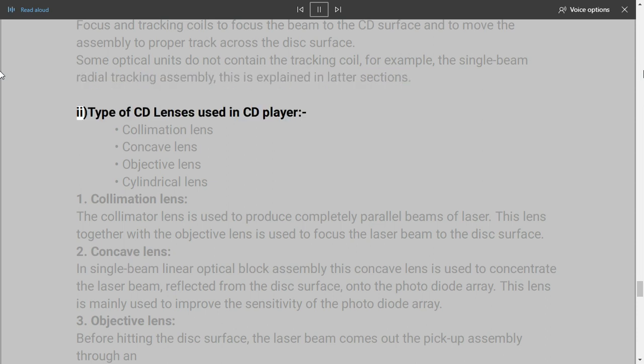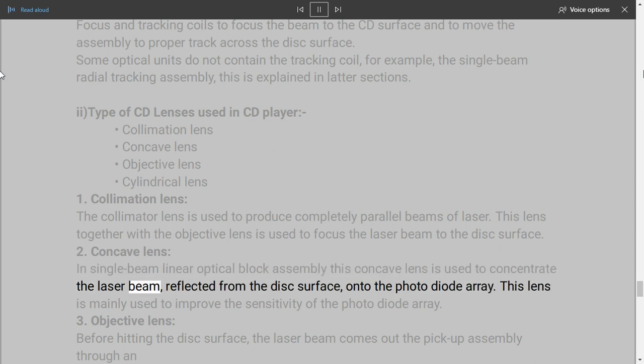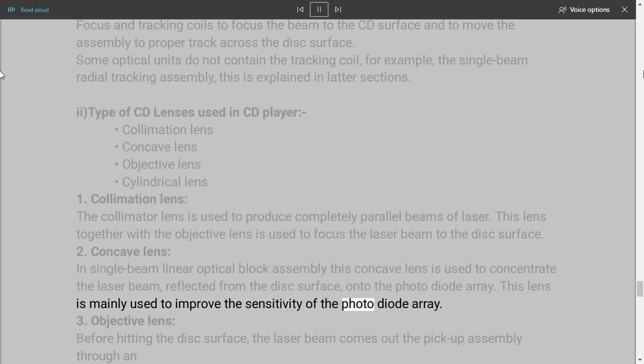3. Types of lenses used in a CD player: collimation lens, concave lens, objective lens, cylindrical lens. 1. Collimation lens. The collimator lens is used to produce completely parallel beams of laser. This lens, together with the objective lens, is used to focus the laser beam to the disc surface. 2. Concave lens. In a single-beam linear optical block assembly, this concave lens is used to concentrate the laser beam reflected from the disc surface onto the photodiode array. This lens is mainly used to improve the sensitivity of the photodiode array.